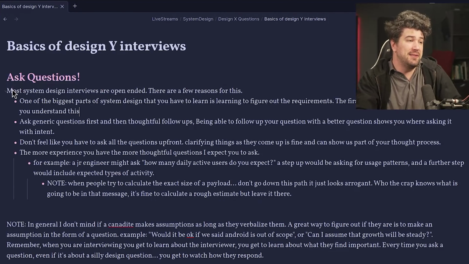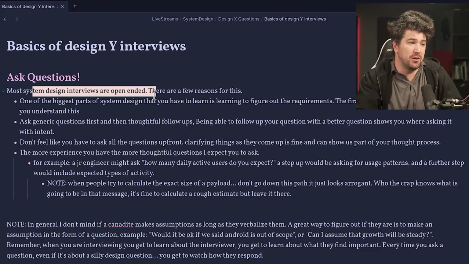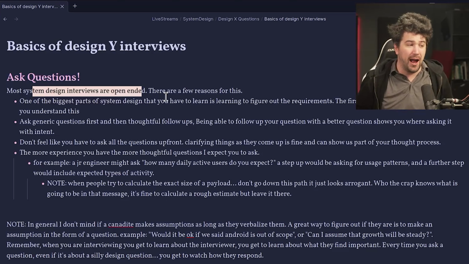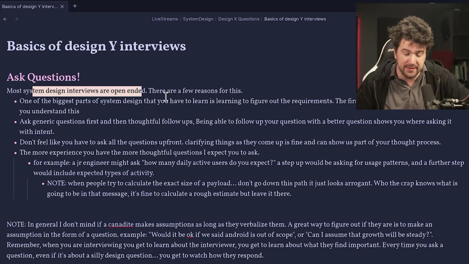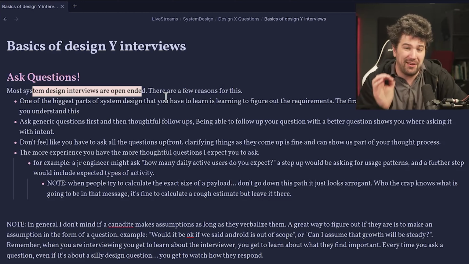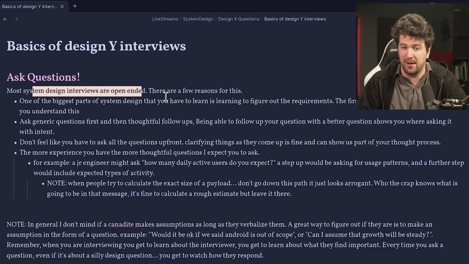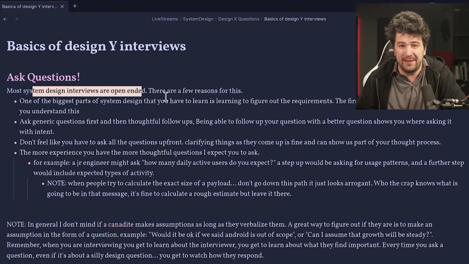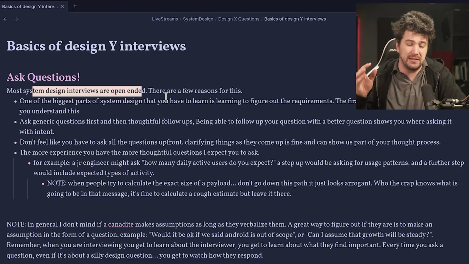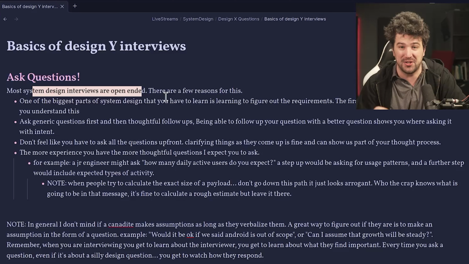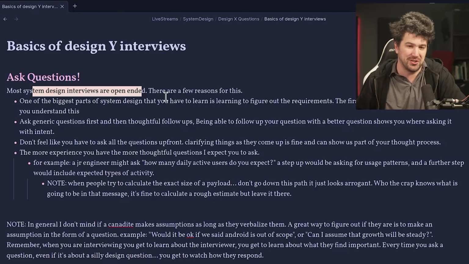So I leave these system design interview questions really open-ended. I might say, hey, so let's design a social media app, without even telling you what style of social media. Is it messaging? Is it whatnot? That's super open-ended. And what I'm looking for is somebody to not say anything but a question. The first thing should be questions.